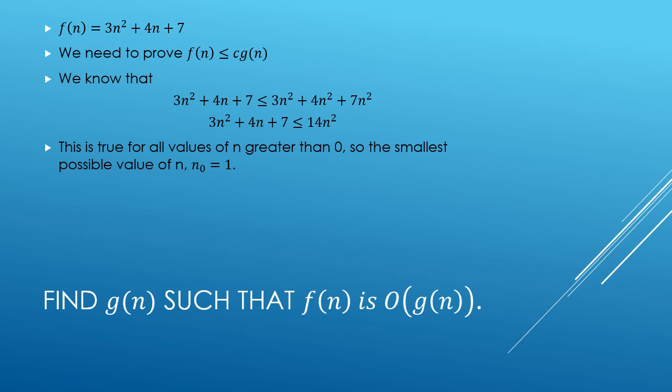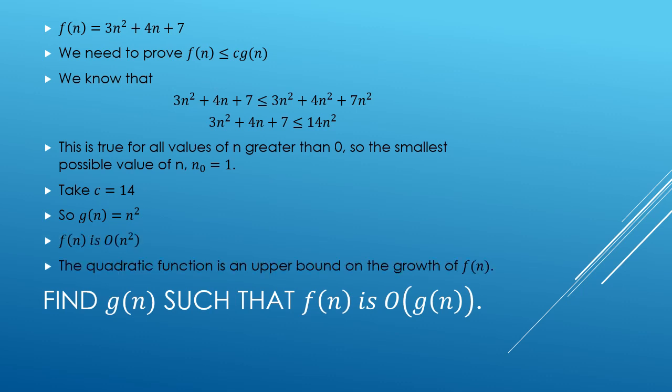This is true for all values of n greater than 0. So the smallest possible value of n naught is 1. And we take C to be 14, which gives Gn to be n square. So Fn is O(n square). The quadratic function is an upper bound on the growth of Fn, or the quadratic function grows faster than Fn. Actually, the function that would grow faster than our function would be 14n square.